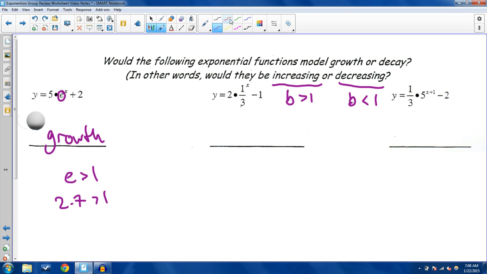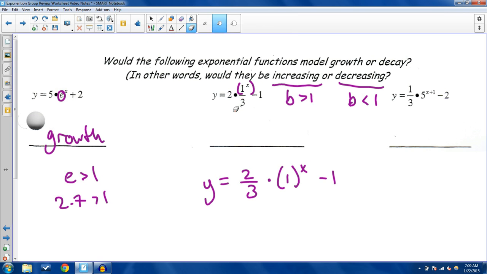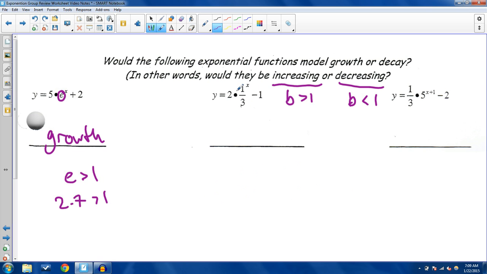B in this case is 1/3. Now it's a little ambiguous again. To me, this looks like 1 to the x power divided by 3. So you could actually write this equation as y equals 2/3 times 1 to the x minus 1. And this would be linear. But I don't think this thing intended to be that way. I think they really meant this to say your b value is 1/3. And if your b value is 1/3, 1/3 is less than 1. This is decay.